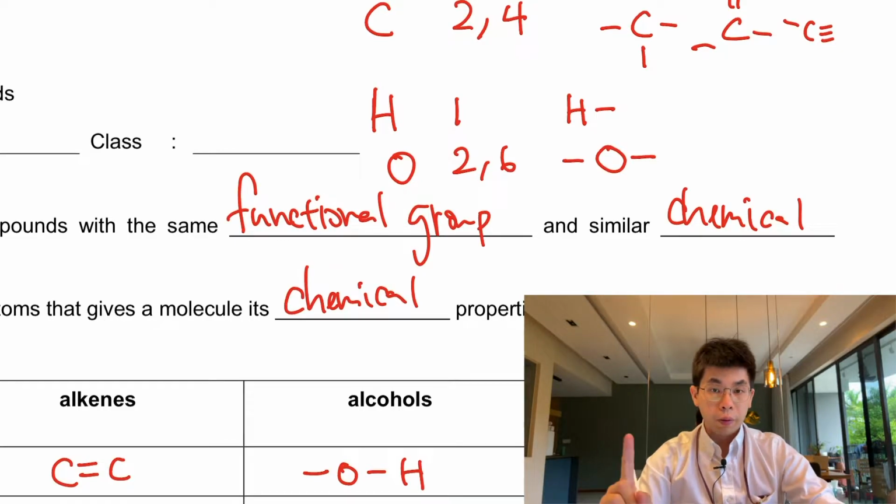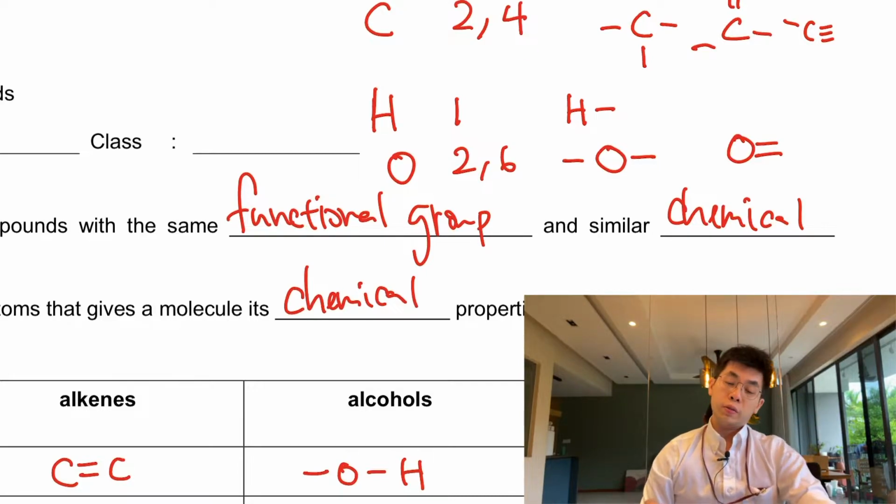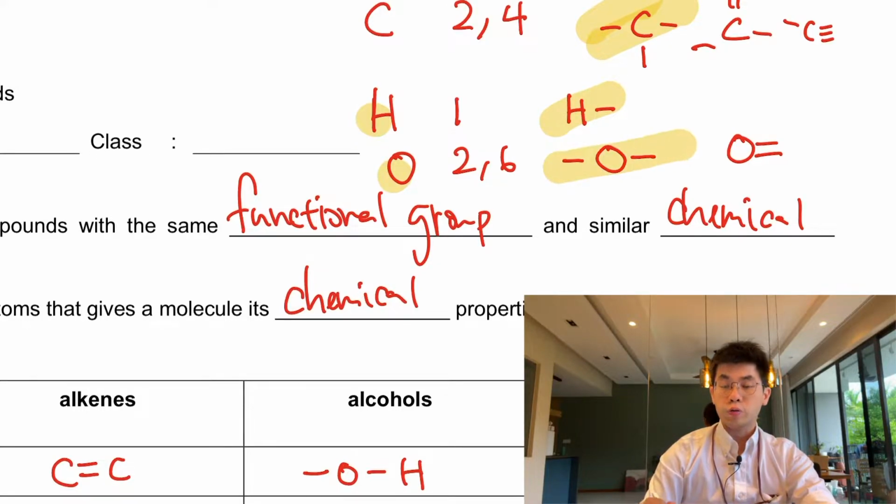It can be 2 single bonds, as you can see over here in the alcohol, or it can be a double bond, like what you can see here in the carboxylic acid group. There's an O double bond here, and this O has 2 single bonds over here. But let's look at this C. It has 1, 2, 3, 4 bonds. So you must always remember this: carbon can only have a maximum of 4 bonds, hydrogen a maximum of 1 bond, and oxygen a maximum of 2 bonds.